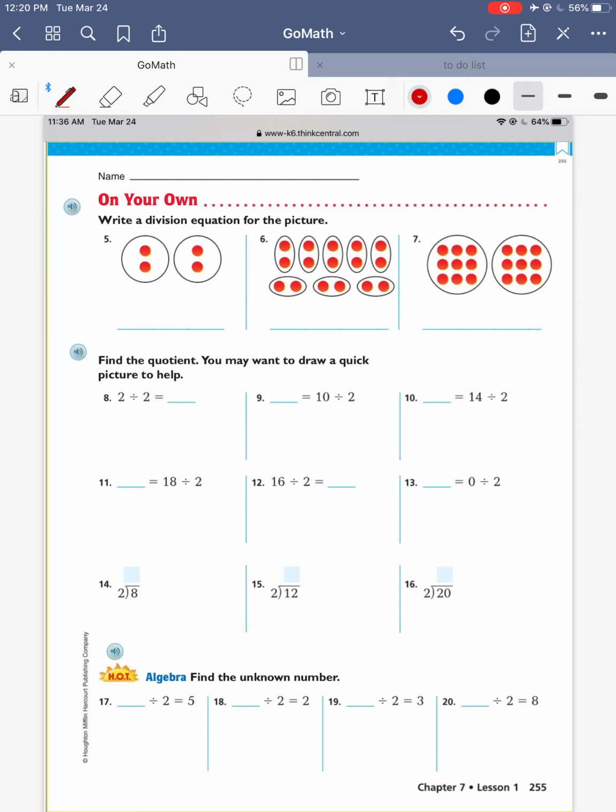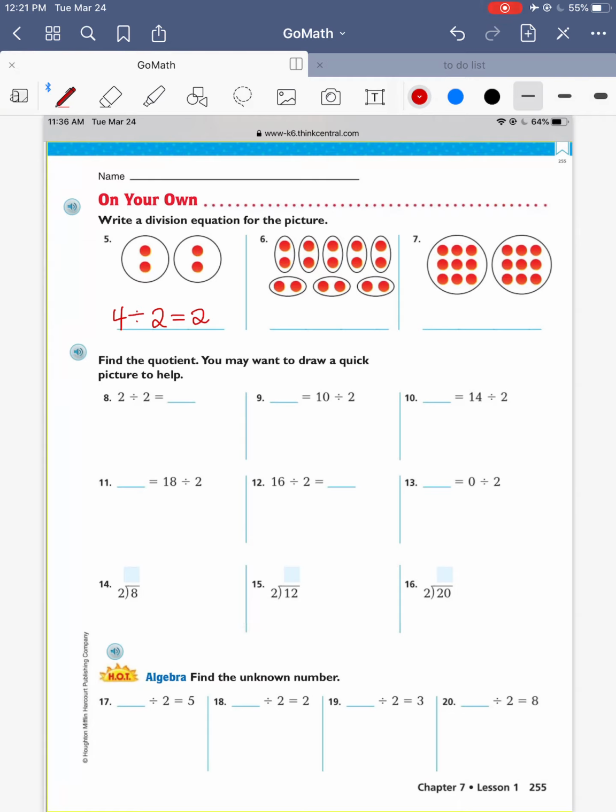All right, I'm glad you tried those problems. Let's go over the answers together. So numbers 5, 6, and 7, we need to write a division equation for the picture. So start with the total. 4 divided by 2 groups means there's 2 counters in each group.